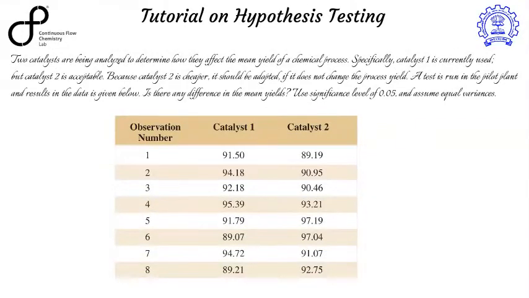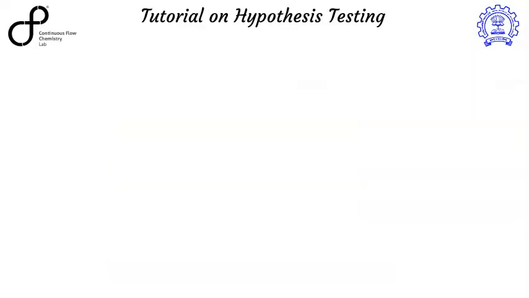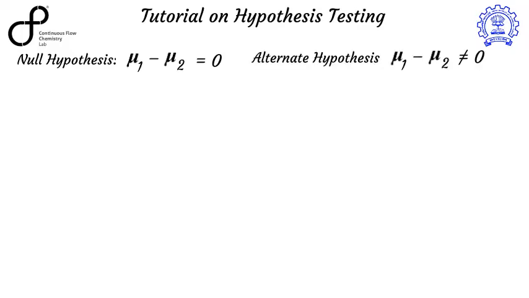Please read this question a few times after pausing the video and try to solve it based on your learning. Here, we are interested in knowing if there is a difference in process yields between two catalysts. If there is no difference, then we can use catalyst 2, as it is cheaper. Therefore, our null hypothesis will be that there is no difference. The alternate hypothesis is that there is a difference.